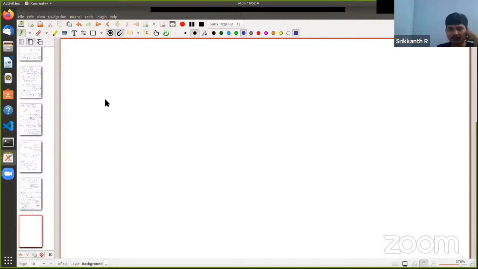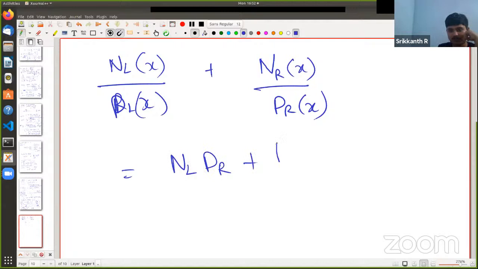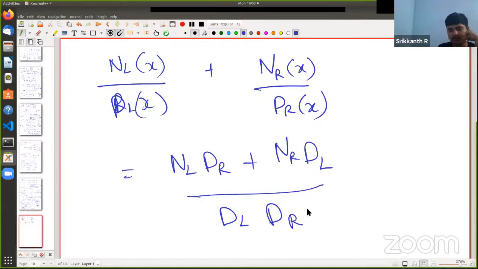So let's say that the left half was, let's say, numerator and denominator, let's call it NL of X by DL of X. And then similarly the right hand side, the NR of X by DR of X. Now we can simplify this as NL DR plus NR DL by DL DR.